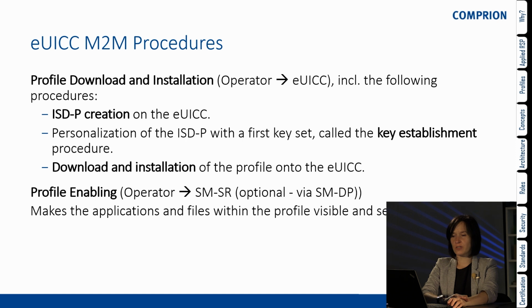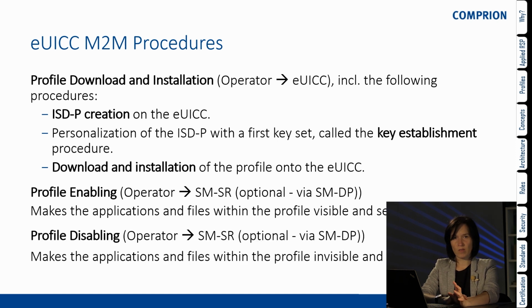The next procedure initiated from the operator to the SM-SR is the profile enabling. It makes the applications and files within the profile visible and selectable. So it can optionally go from the operator via SM-DP to the SM-SR. Same way, but the other way around. So from the operator to the SM-SR it goes, optionally also via SM-DP. The profile disabling makes the applications and files within the profile invisible and non-selectable.